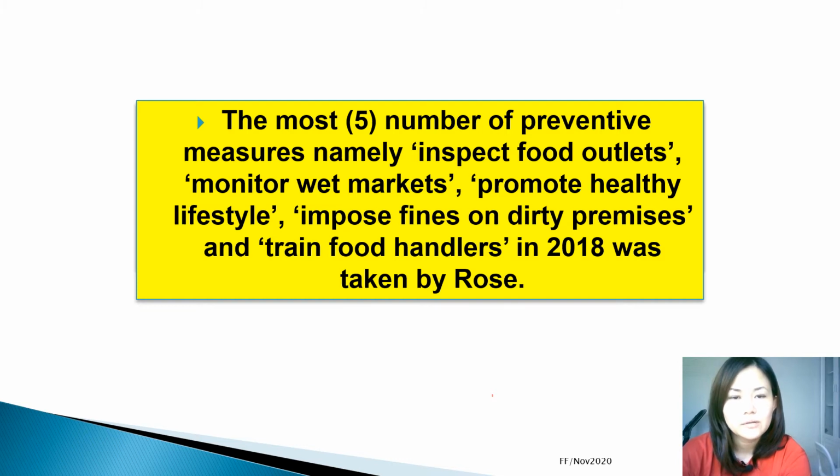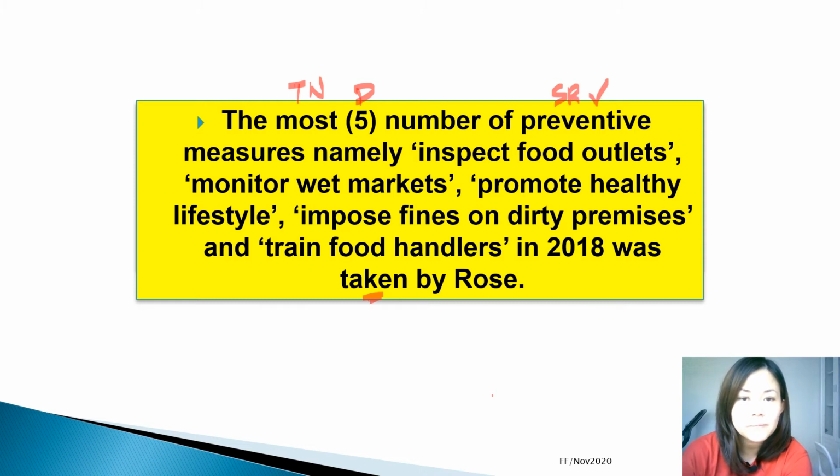Moving on. How about this? The most, in bracket 5, number of preventative measures, namely inspect food outlets, monitor wet markets, promote healthy lifestyle, impose fine on dirty premises, and train food handlers in 2018 was taken by Rose. So the most is the trend word, data is 5. The number of preventative measures, don't get it wrong, the word taken is here. So this one is still a correct subject reference.